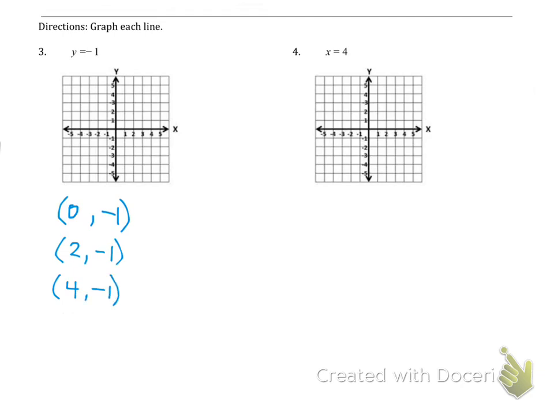Now I'm going to graph all these points. So 0, negative 1 is right here. 2, negative 1 is right here. And 4, negative 1 is right here. And then I'm going to draw my line. And if I connect all those points, you'll see that this is going to be a horizontal line.